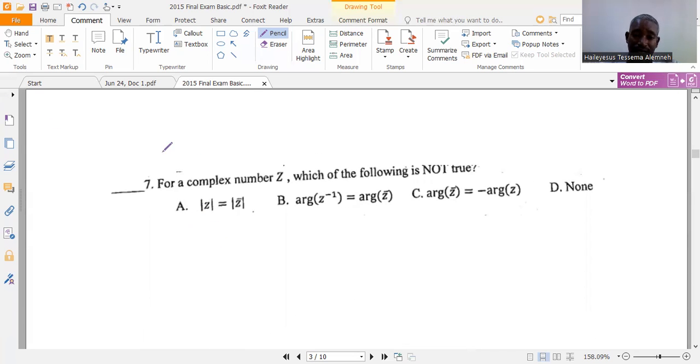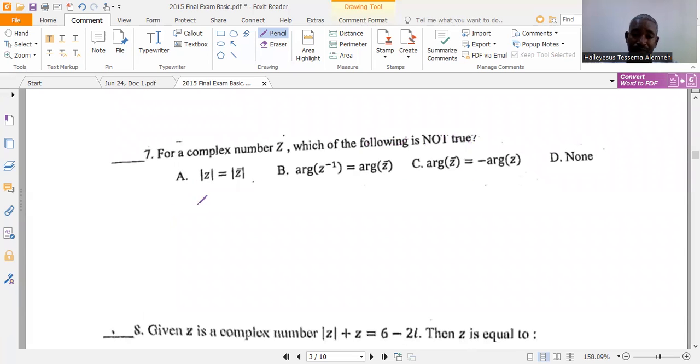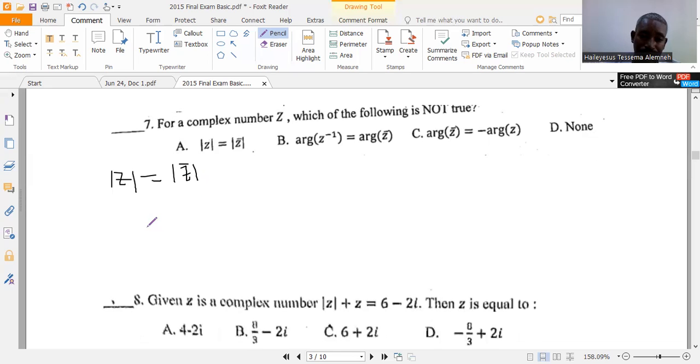For a complex number z, which one of the following is not true for z? I think this talks about properties of modulus and argument. The modulus of z is equal to the modulus of the conjugate of z.